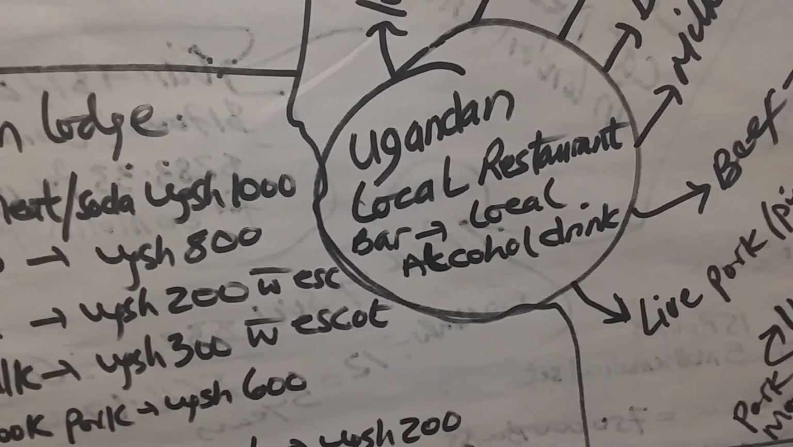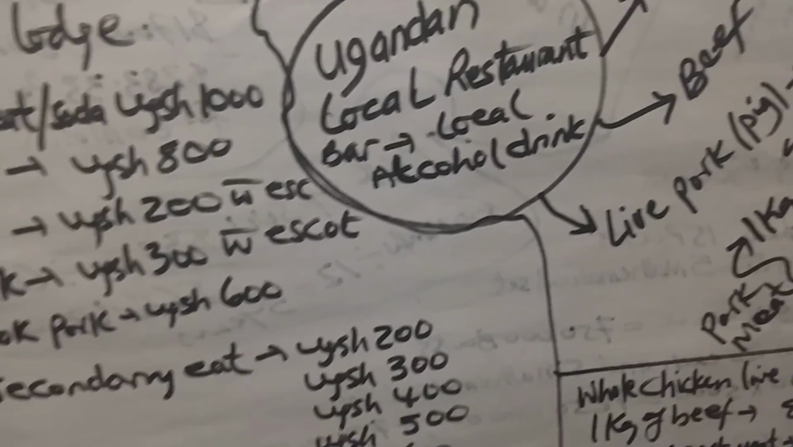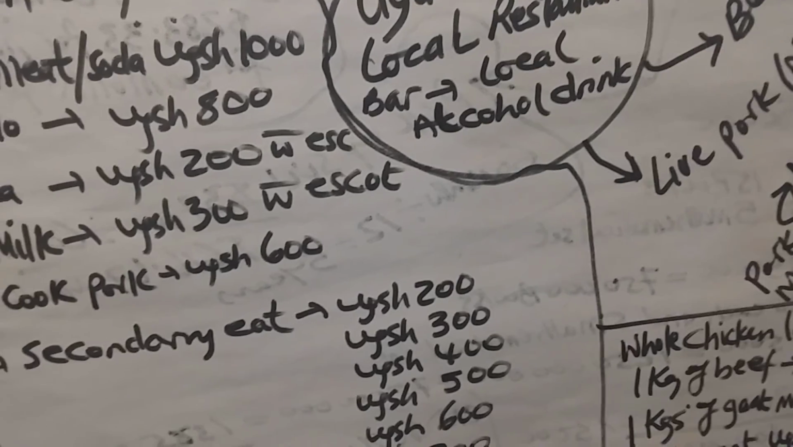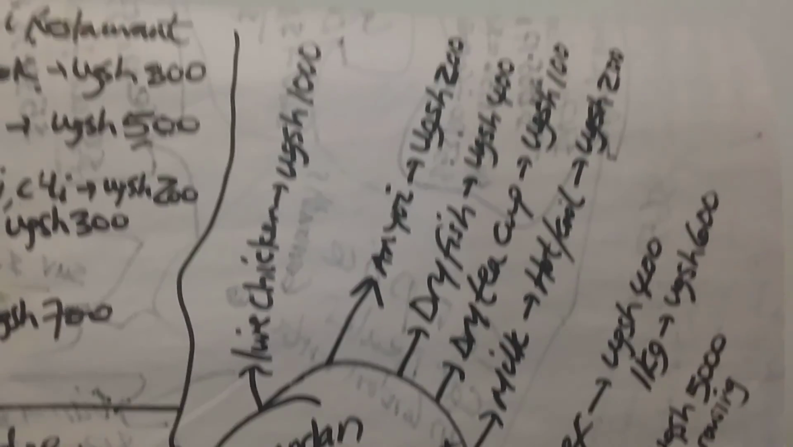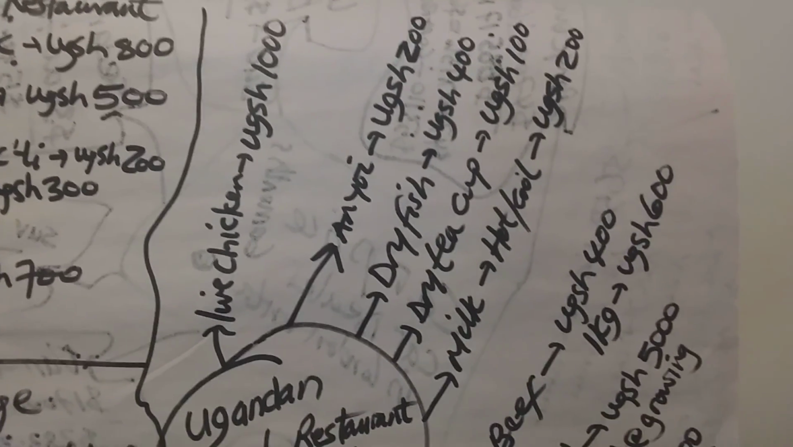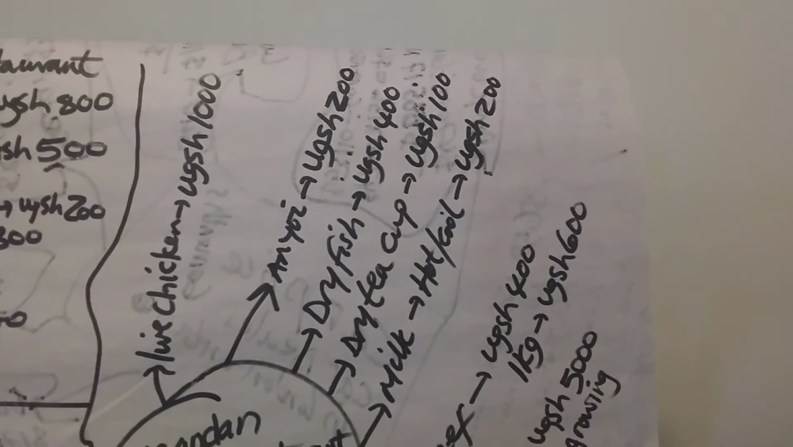Okay, if we talk of Ugandan local restaurants, bars, and local alcohol drinks, we will calculate that here. We will come to that, and then we will see what to do. And then live chickens, that's 1,000s. And then the cereal now, with the marangba, that's 200.